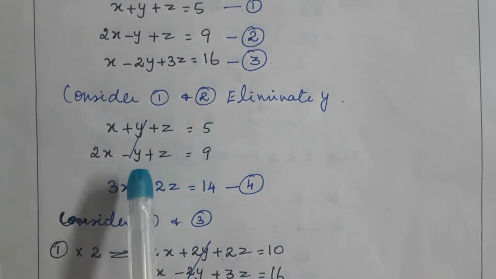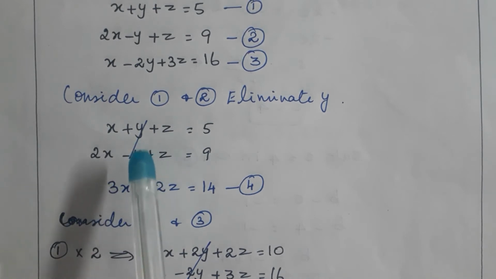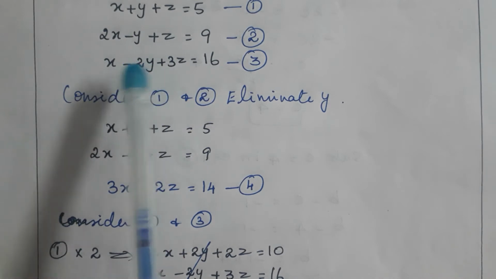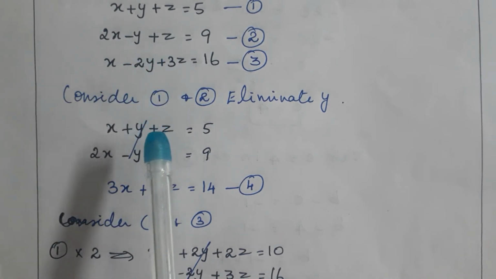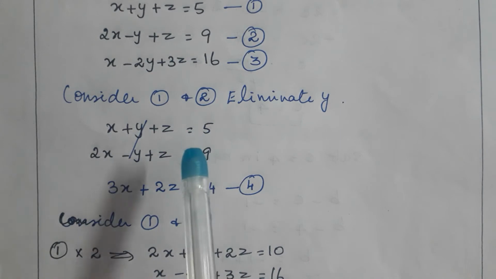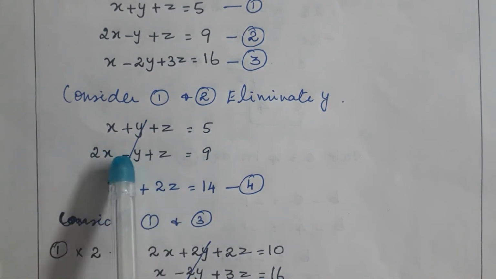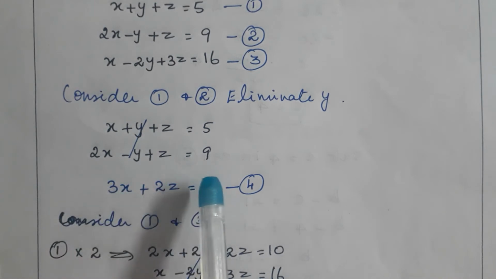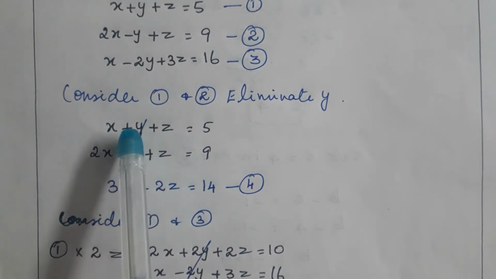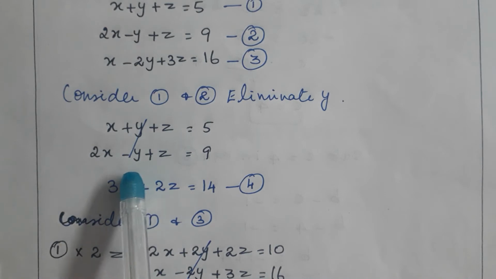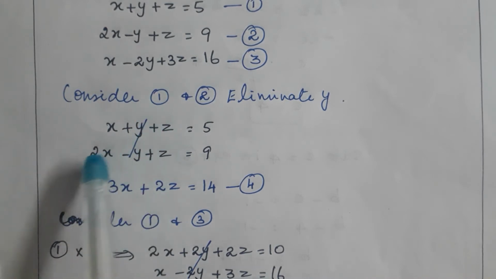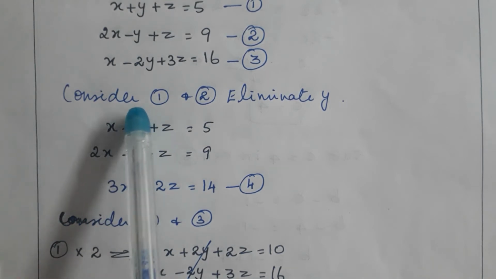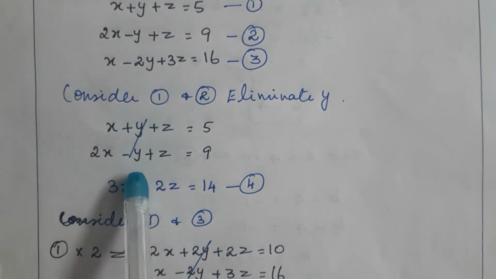Consider equations 1 and 2, eliminate y. Why am I going to eliminate y? Because we have plus y in the first equation and minus y in the second equation, so directly we can eliminate the y value. Therefore, I have taken the first and second equation. So x plus y plus z is equal to 5 and 2x minus y plus z is equal to 9. In this, since we have plus y and minus y, we can eliminate. When we add these two equations, automatically the variable y will be eliminated.